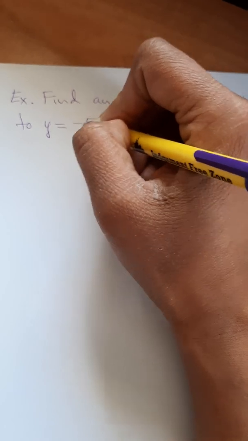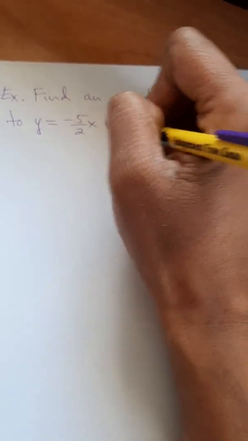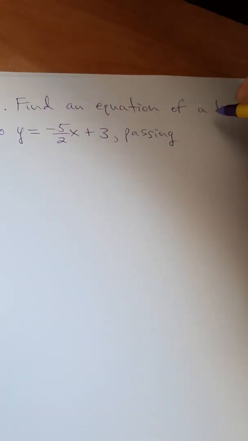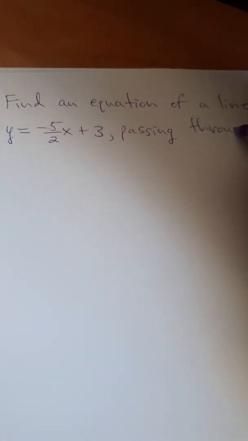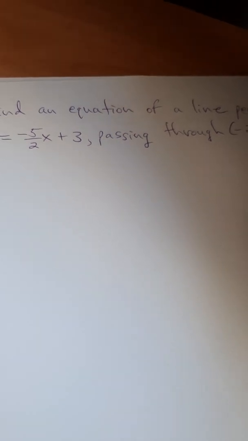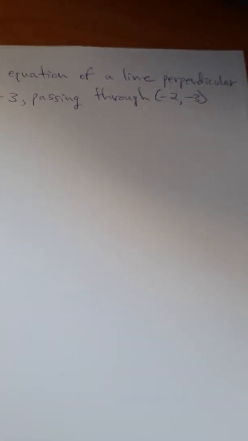Okay, let's find the equation of a line. It is going to be perpendicular to this equation. I'll give you the equation: y equals negative 5 over 2 x plus 3. And it's passing through this point as well, the point (-2, -3). So this is the point right here.